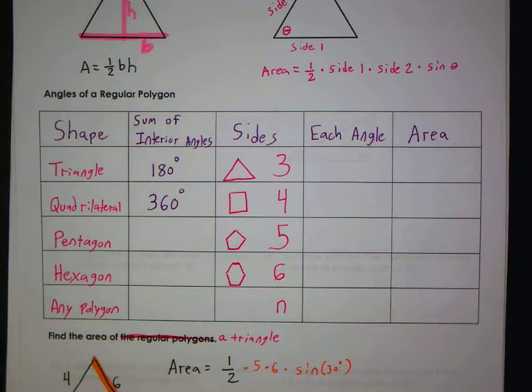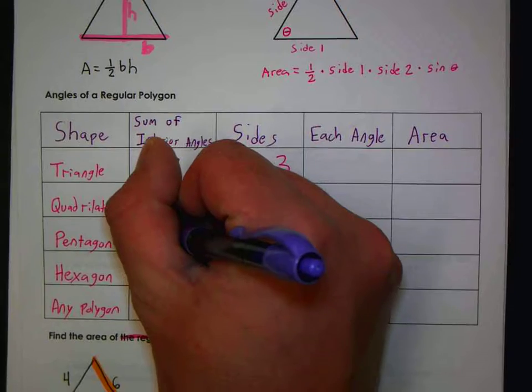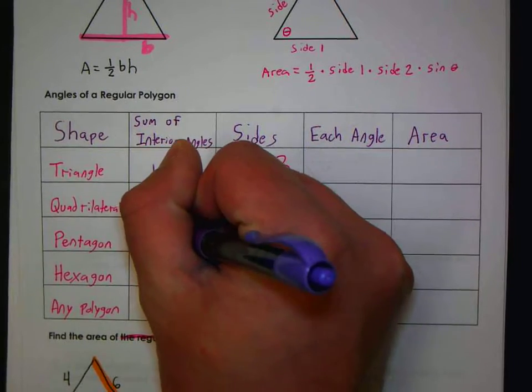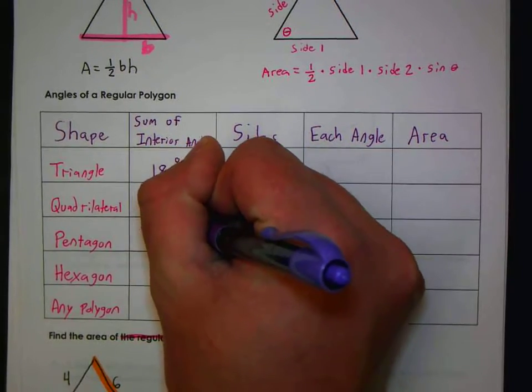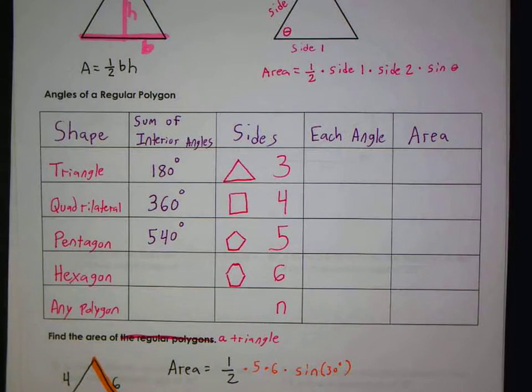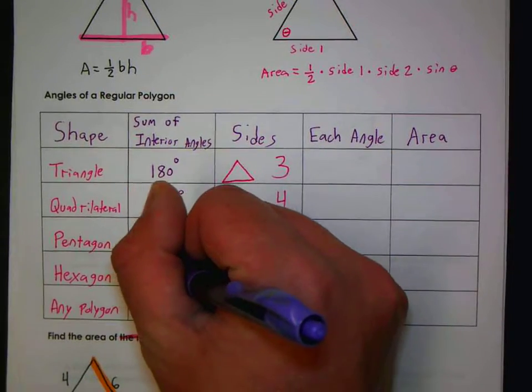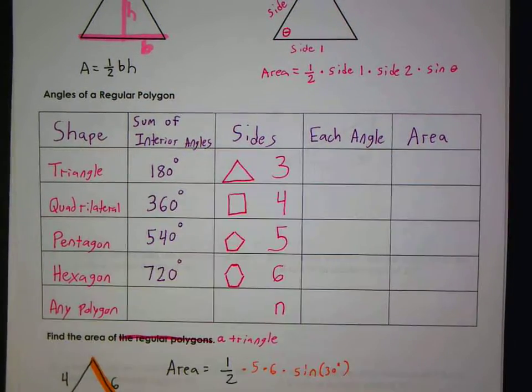540. Basically, every time you add a side, you add 180, right? So 360 plus 180 is 540. You add another side, you add another 180. So what's 540 plus 180? 720 degrees. And then next, you would add 180, keep adding 180.